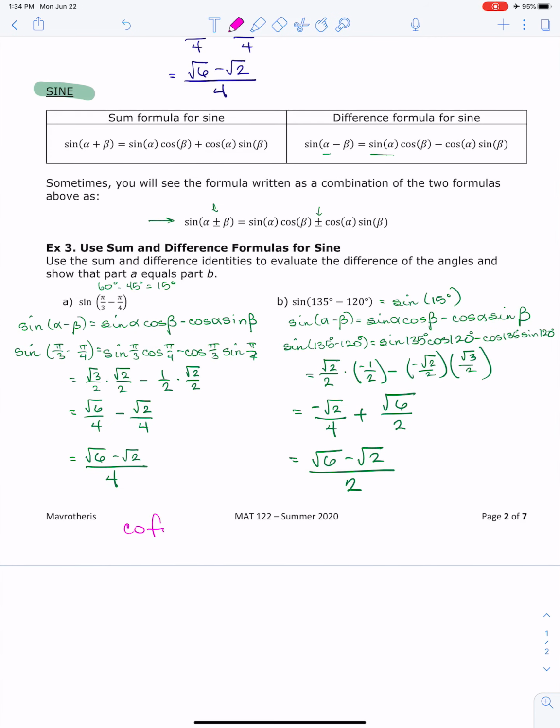So down here are cofunctions. The sine of 15 degrees, which is what we found on the bottom part here, equals the cosine of 75 degrees, which is what we found on the top part. And that's working how it's supposed to be working.